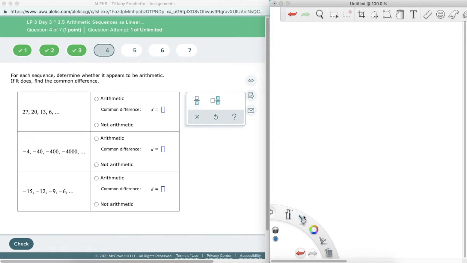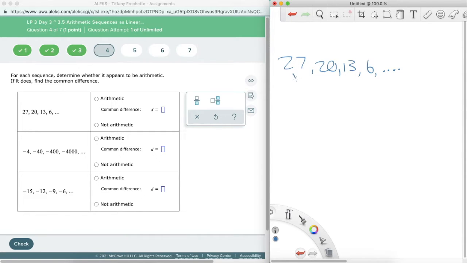All right, so now in the next one, we're just going to determine, are they arithmetic or not? And if they are arithmetic, what that means is we're adding or subtracting the same number each time. So we should be able to see that pattern very quickly. So if we have 27, 20, 13, and 6, and then it goes ... meaning it goes on and on forever, or at least keeps going for now.